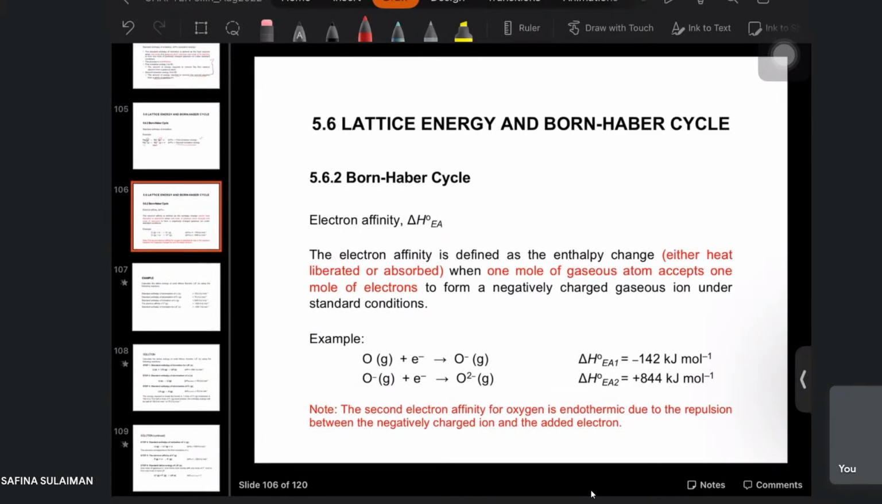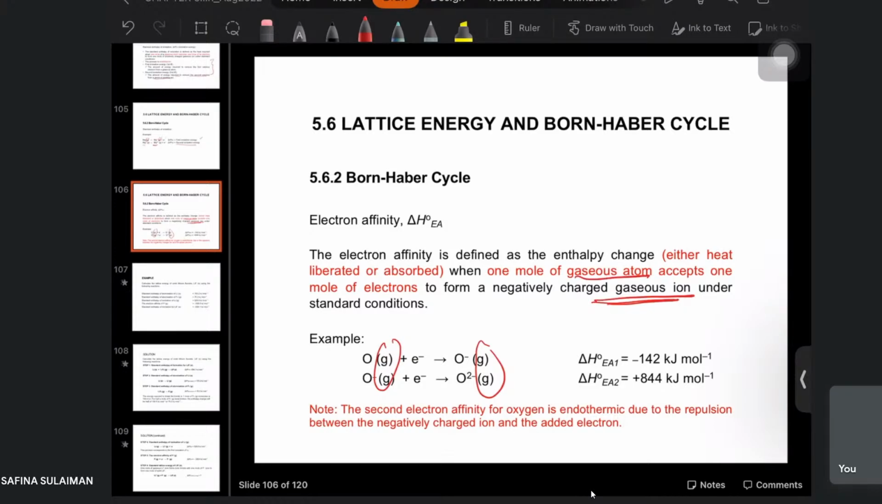The electron affinity is defined as the enthalpy change, the heat liberated or absorbed, when 1 mole of gaseous atom accepts 1 mole of electron to form a negatively charged gaseous ion under standard condition. So electron affinity means that they receive the electrons. Let's say you have oxygen, it must be in gaseous state too, because it must be a gaseous atom and gaseous ion.